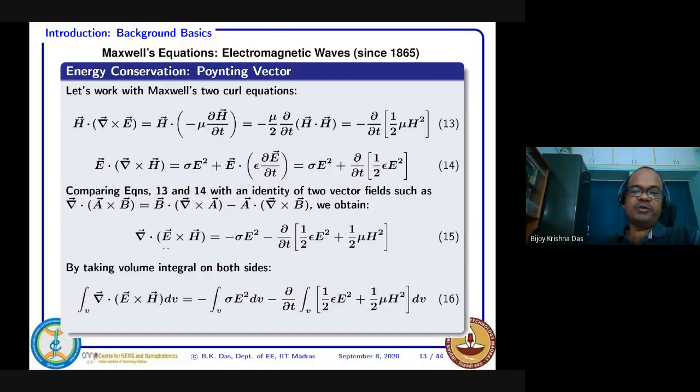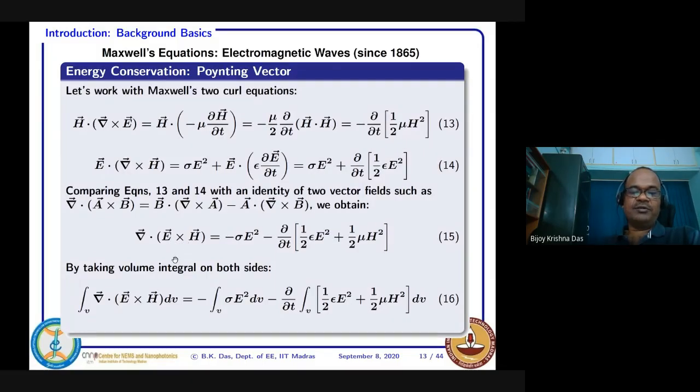Now on the left hand side, you see divergence of E cross H. E cross H is another vector. A cross B always gives you another vector perpendicular to both A and B. Similarly, this is some quantity that is perpendicular to both E and H. And the left hand side is the divergence of that vector.